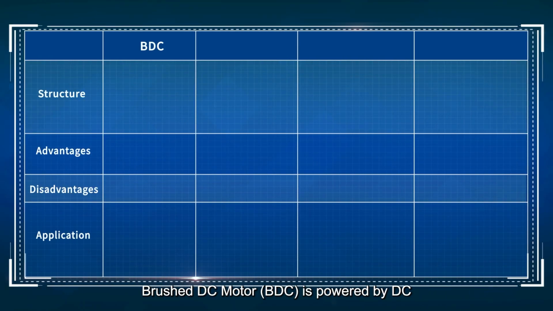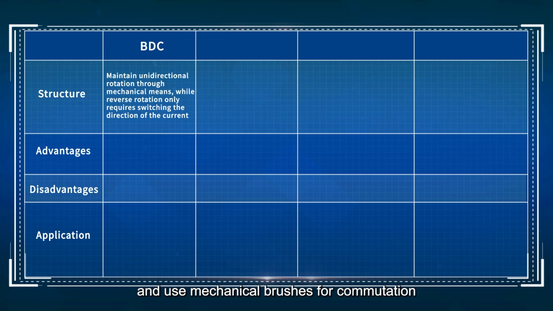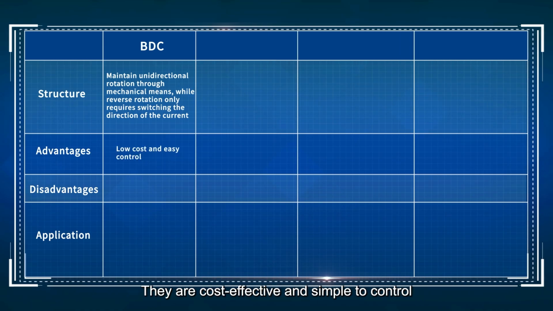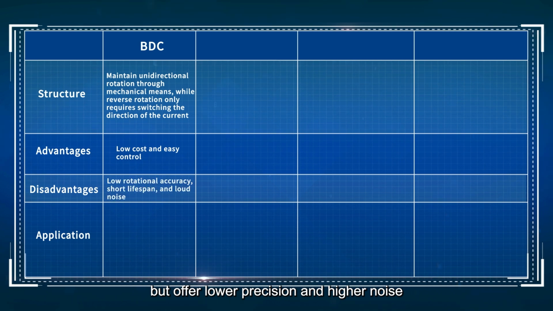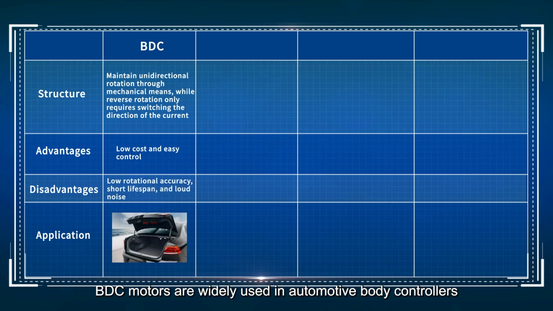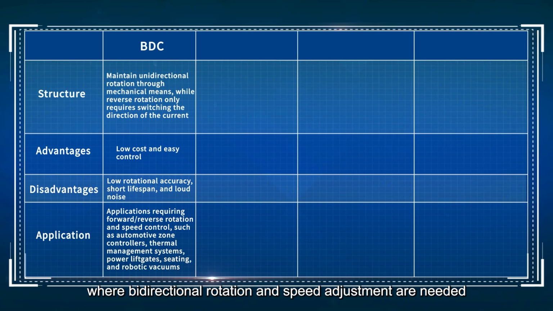Brushed DC motor (BDC) is powered by DC and uses mechanical brushes for commutation. They are cost-effective and simple to control but offer low precision and higher noise. BDC motors are widely used in automotive body controllers for side mirrors, doors, windows, seats, and electronic locks, where bidirectional rotation and speed adjustment are needed.